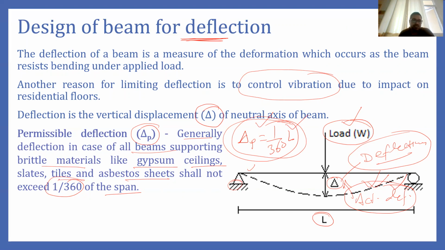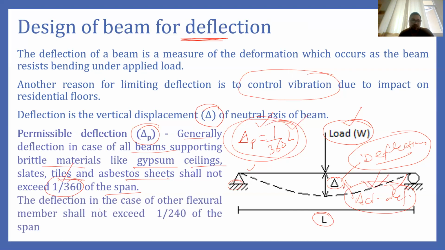But before that, we will see that this 1/360 limit is when the beam is supporting brittle material. Now, if the beam is not supporting brittle material, what is the permissible limit? IS code has further suggested the deflection in the case of other flexural members. Flexural members are basically the beams. It says the deflection in case of other flexural members shall not exceed 1/240. So in case of normal beams supporting normal load, it will be 1/240 times L. That will be the permissible limit of deflection for normal beams supporting normal dead load and live load.